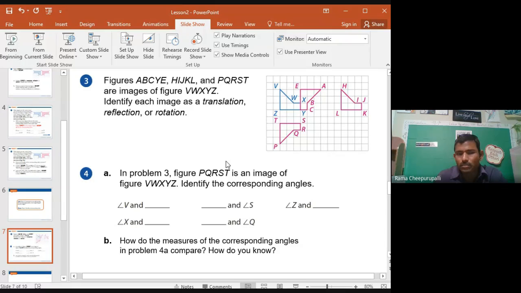Is it a translation, or is it a reflection, or is it a rotation? As you guys know, translation means, you remember the air hockey? The coin is sliding. Sliding is called translation. Reflection, you guys already know. It just flips over. The rotation is like turning an image. So that's called the rotation. So identify which one you think is rotation and which one is reflection.